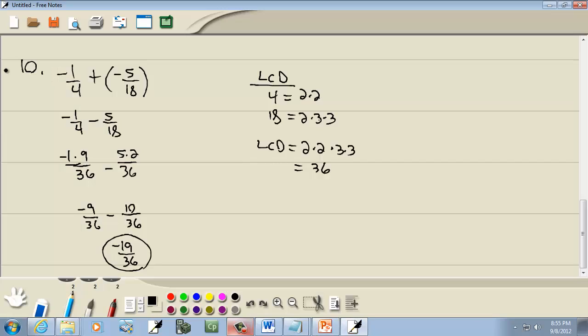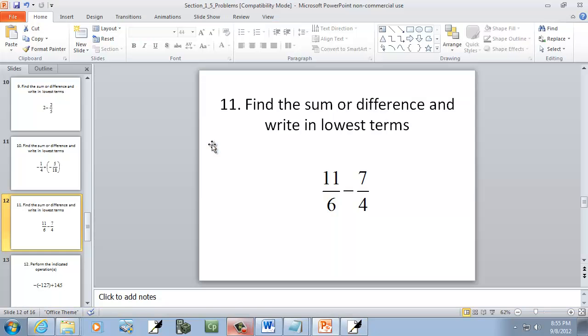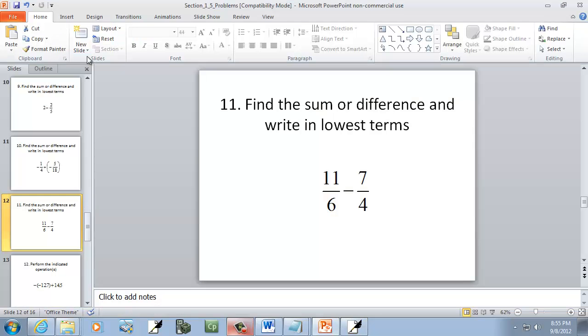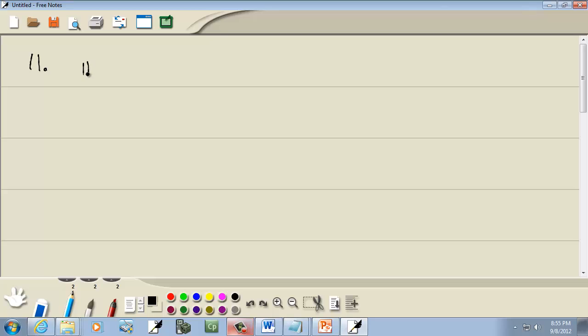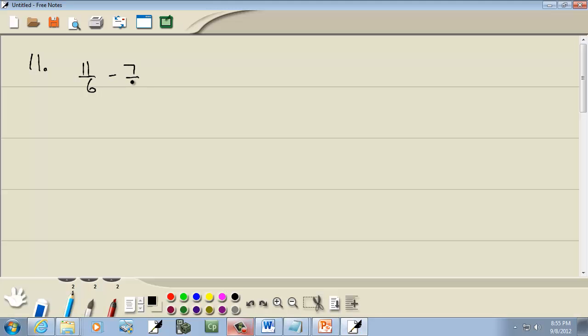Let's take a look at one more. Let's start a new page. So we got 11/6 minus 7/4. Okay, so we want to figure out what our LCD is. So we'll look at 6 and 4. 6 is 2 times 3. 4 is 2 times 2.